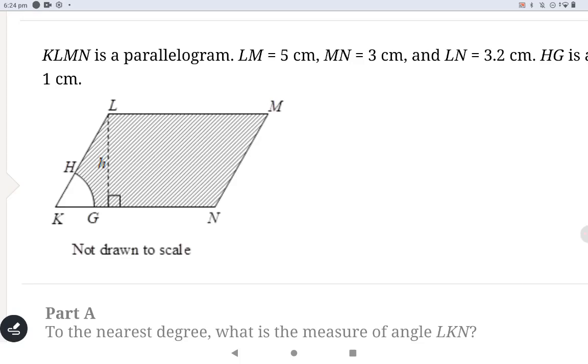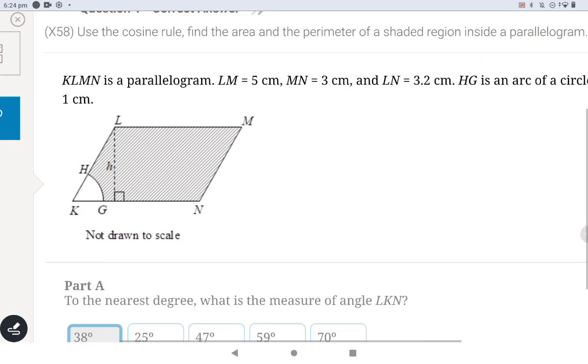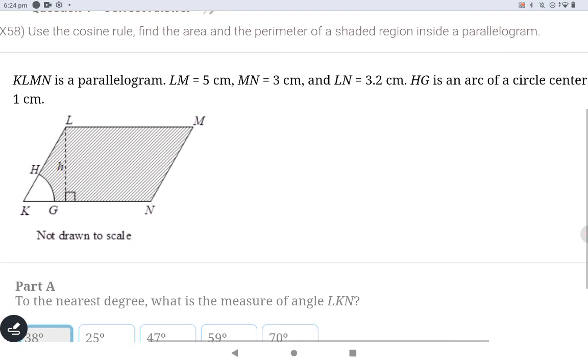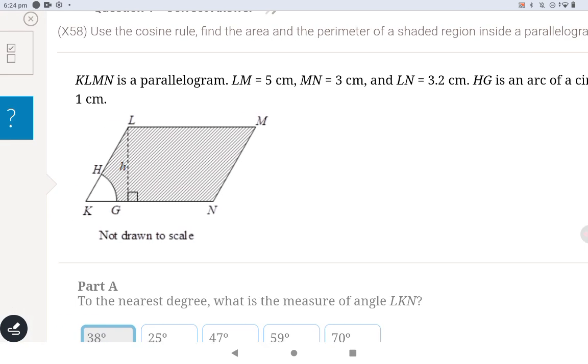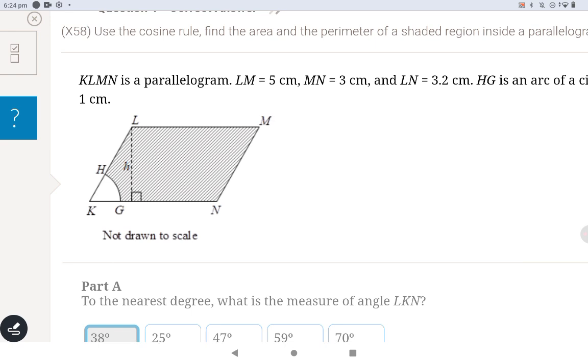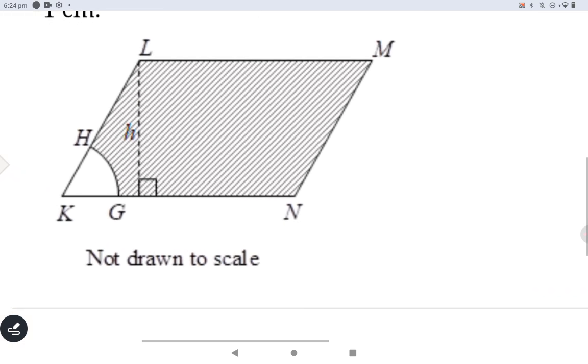So let's get started. KLMN is a parallelogram, LM is 5, MN is 3, LN is 3.2, HG is an arc of a circle, center of K and of radius 1 centimeter. Okay, what do they want? To the nearest degree, what is the measure of angle LKN?